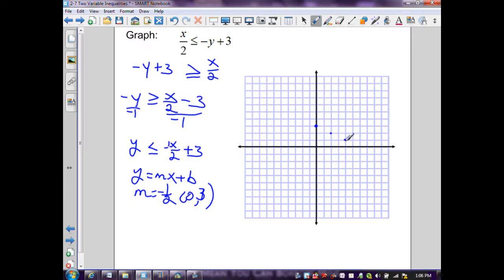Since it's negative, I'm going to go down 1 over 2. Down 1 over 2. Now, I want to go back up to my problem, and I realize that it is a greater than or equal to or less than or equal to. Therefore, I know that this is going to be a solid line.